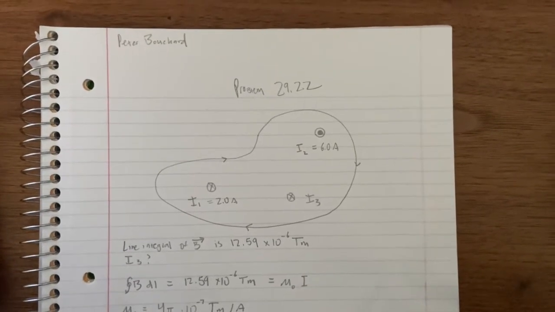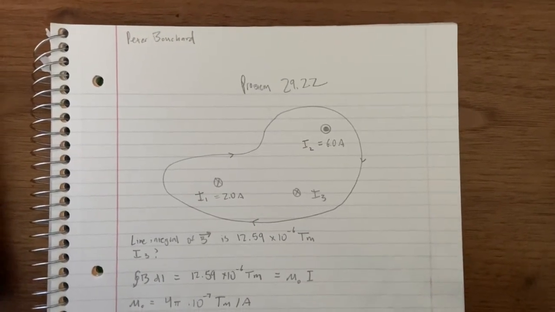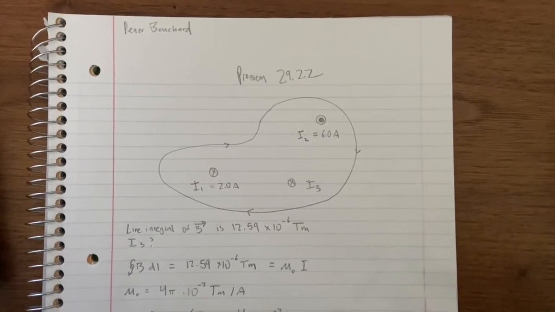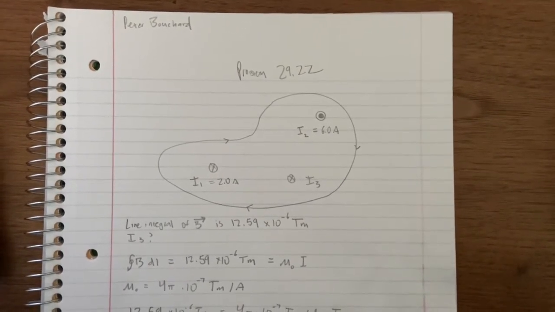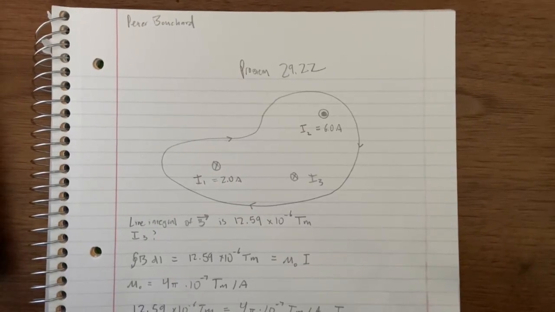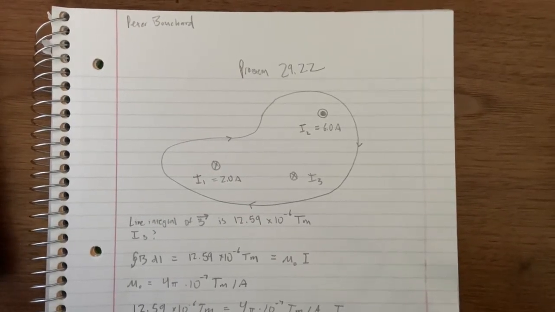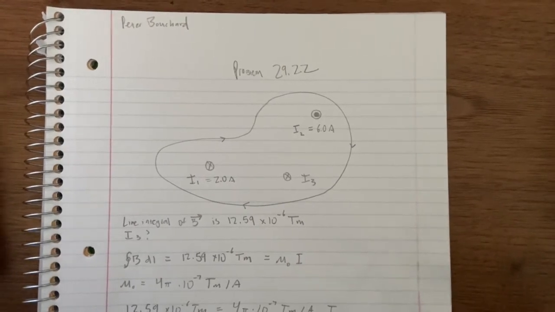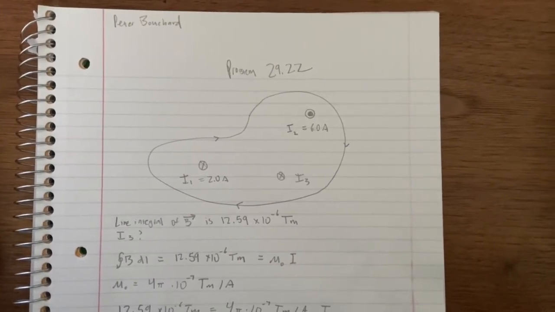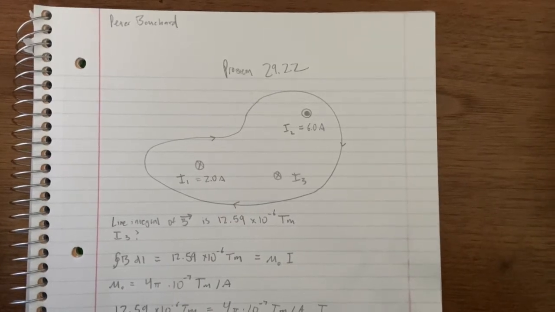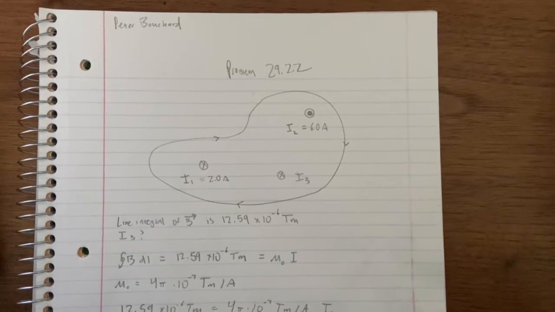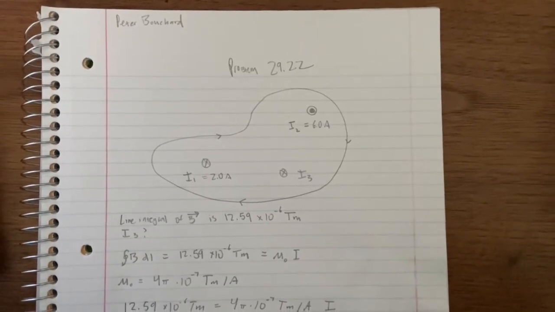All right, so welcome to my week 8 problem 1. This is going to be the 4-credit problem, problem 29.22. Here we are told that the value of the line integral of B around this closed path in the figure is 12.59 times 10 to the negative 6 milliteslas, and we're trying to find the value of I3.